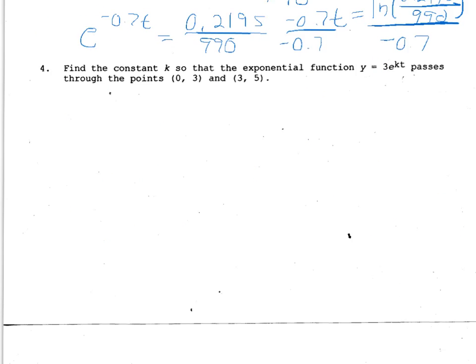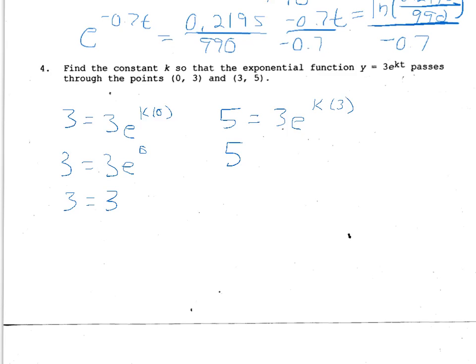For number 4, we want to find the constant k so that the exponential function y equals 3e to the kt passes through the points (0, 3) and (3, 5). So we can plug in 0 for t and 3 for y since we're solving for k. So we have 3 equals 3e to the k times 0, which would give us 3 equals 3e to the 0, which basically just tells us that 3 equals 3. So that one didn't really help us solve for k at all. So let's try to plug in the next point and see if it helps us solve for k.